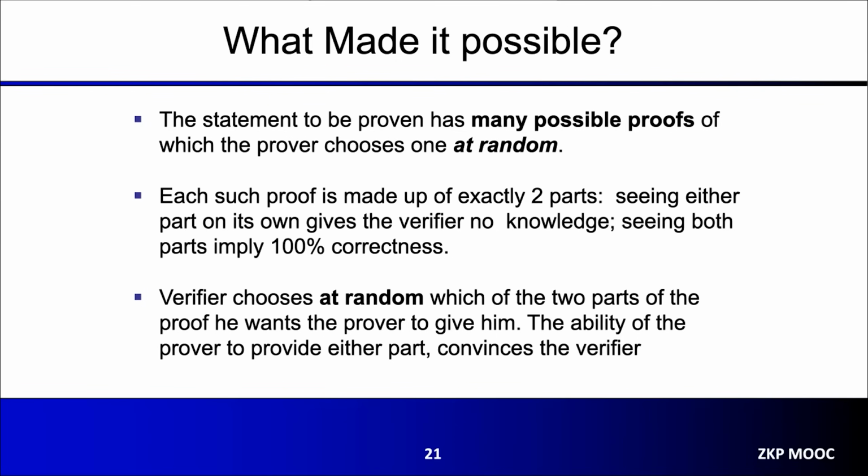One part is when I ask to see the square root of s, and one part is when I ask to see the square root of s times y. Seeing either square root of s or the square root of s times y gives nothing. If the verifier could have seen both, it would imply 100% correctness. And the verifier chose at random which of these halves he wants to see. The ability of the prover, in principle, to provide either part is what convinces the verifier that the prover could have answered both, and therefore the claim is correct.